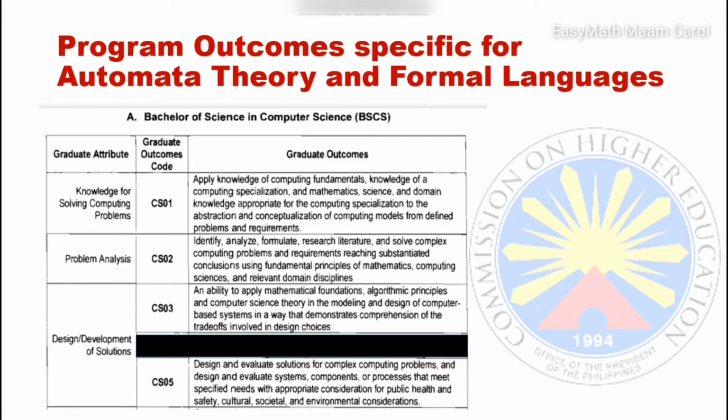So, dun sa 5, kailangan you have to design and evaluate solutions for complex computing problems and design and evaluate systems, components, or processes that meet specified needs with appropriate consideration for public health, safety, cultural, societal, and environmental consideration. So, ito na yung pinakahuli, yung CS05. Parang siya na yung pinaka-application nung lahat ng mga konsepto na natutunan mo. And, ayun, kailangan makagawa ka ng mga solution. So, parang lumalabas na ang automata theory and formal languages.